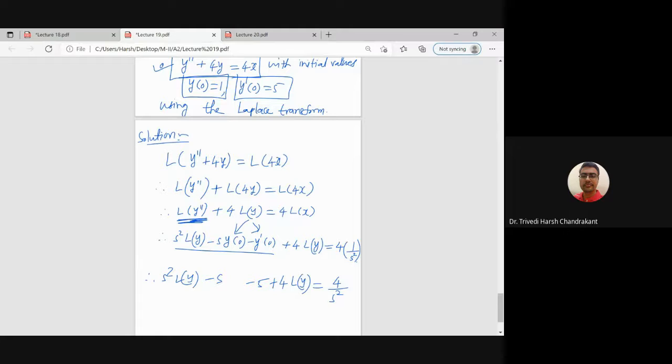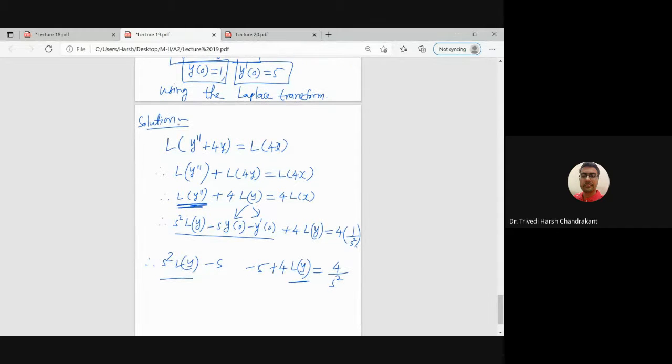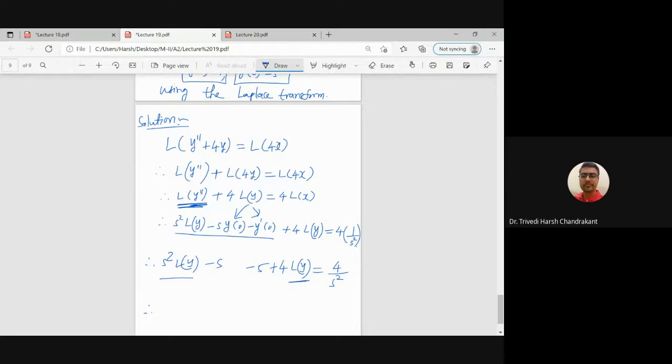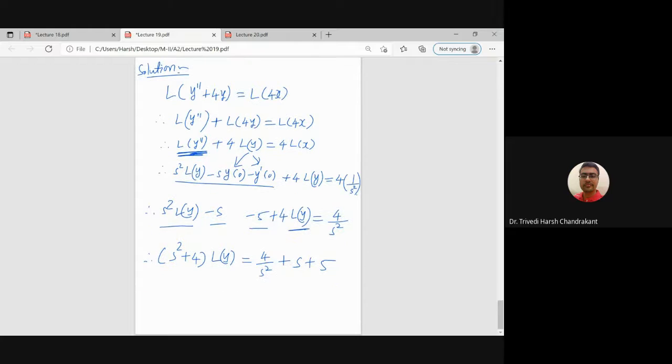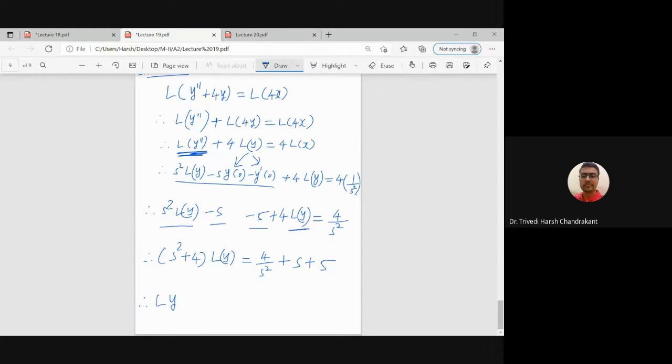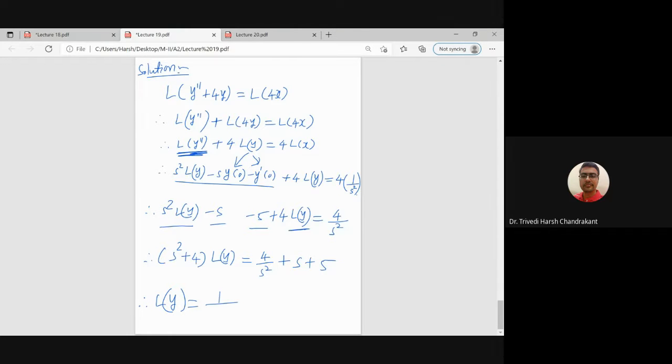Now you can see that this formula has two terms involving Laplace of y. So we can take that common, and the other terms we can take on the other side. So we get (s² plus 4) times Laplace of y, that is these two terms. The other term is 4 by s², and s and 5 we can take on the other side. So we get minus s minus 5, the sign will change, right? And now we can write the equation in terms of Laplace of y. So Laplace of y is what? That is 1 divided by s² plus 4, right, times (4 by s² minus s minus 5).